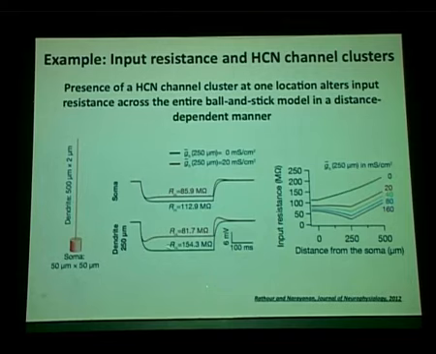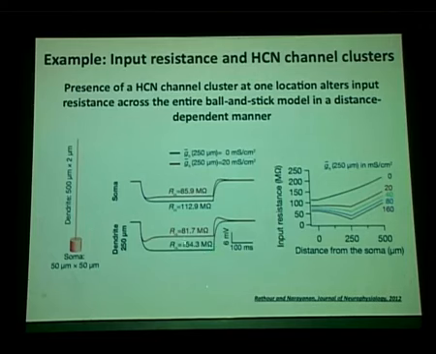Of course it alters the input resistance at that specific location, because you are adding a conductance there. And because it's a slow conductance, you will also see this typical sag-ish response, which is the reason why you get that second order resonance dynamics. Otherwise it would be a simple Lorentzian sitting over there, right?